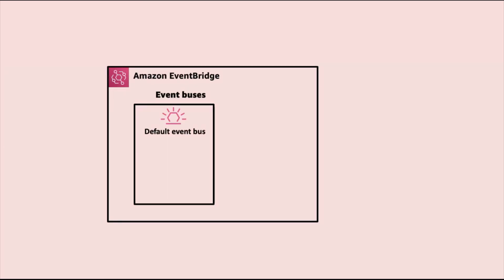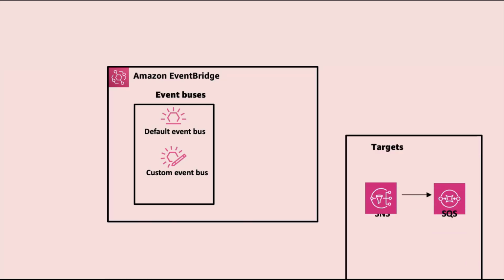So we have Amazon EventBridge, and by default we have one event bus called default. All the AWS services will be sending events to this default bus, and we will have a custom bus named orders, and we will be sending events to this custom bus.